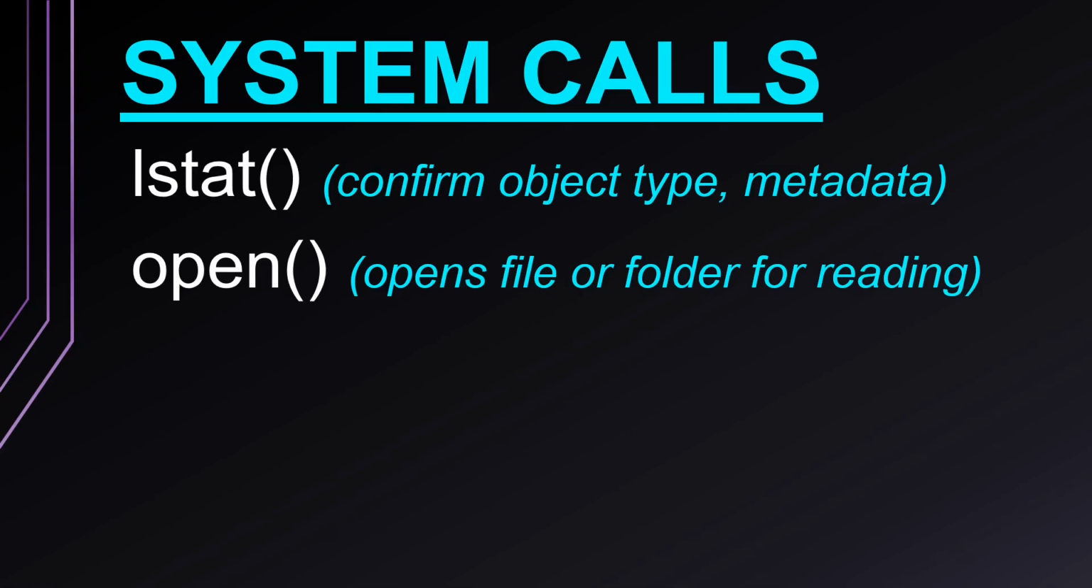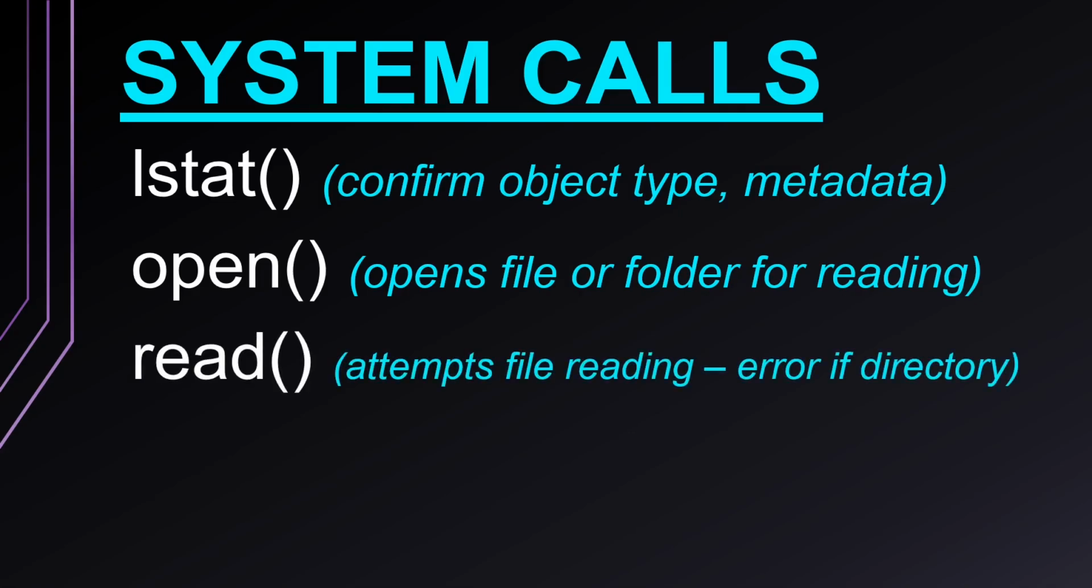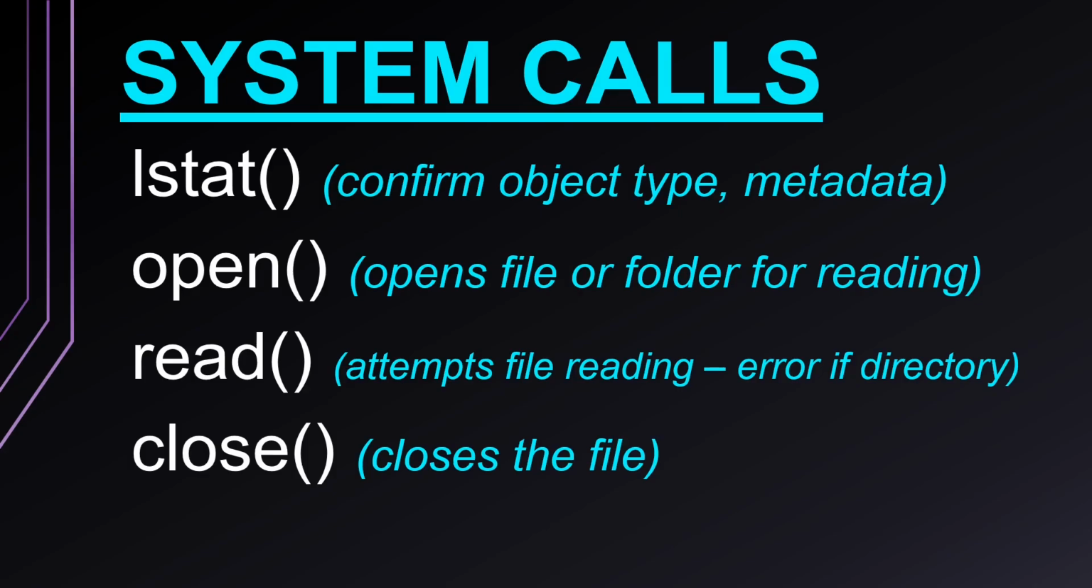Then grep moves on to the read system call, which attempts to read the contents of the object. This is where grep chokes if the object is a directory, and it coughs up that annoying "this is a directory" message. It does this because the read system call is not meant for directories. Finally, grep closes its connection to the object with the close system call. Now, if I use grep with the -s option to suppress that annoying "this is a directory" message, grep still goes through all 4 of these system calls on every directory.